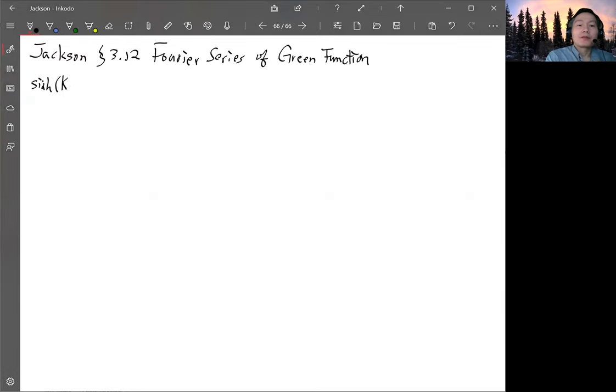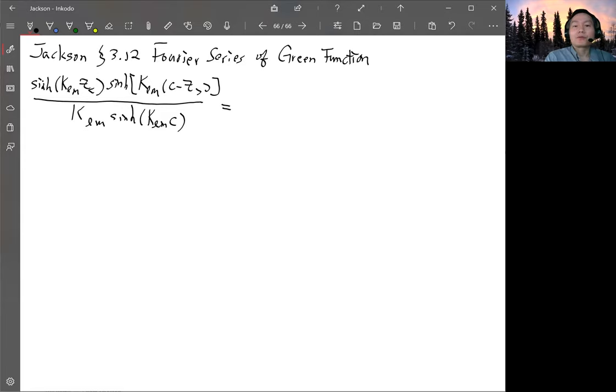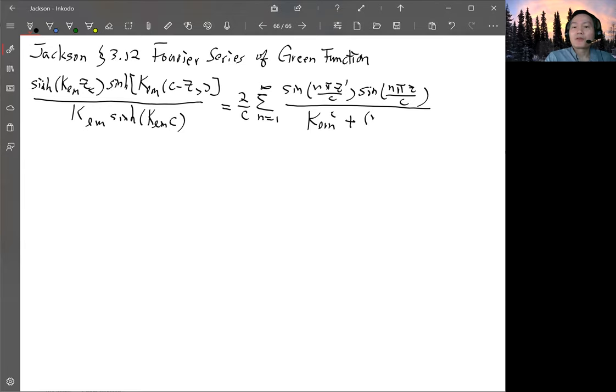And this is k_lm z smaller, then sinh k_lm (c minus z greater), divided by k_lm sinh of k_lm c, equals 2 over c, sum of n from 1 to infinity, sine of n pi z' over c, sine of n pi z over c, divided by k_lm squared plus (n pi over c) squared. Okay, so this is the identity.